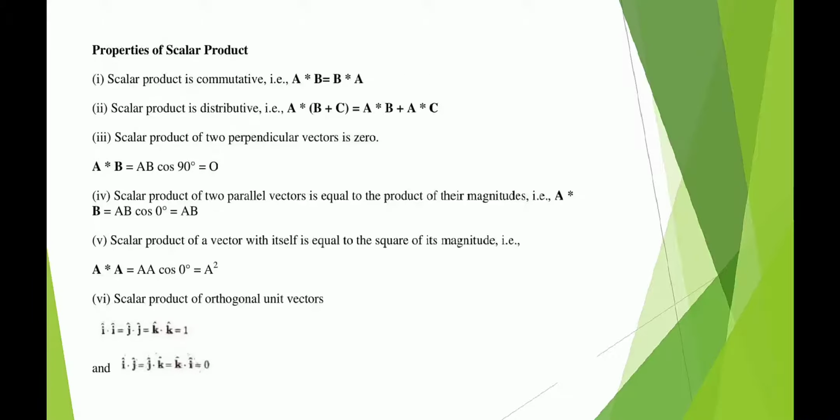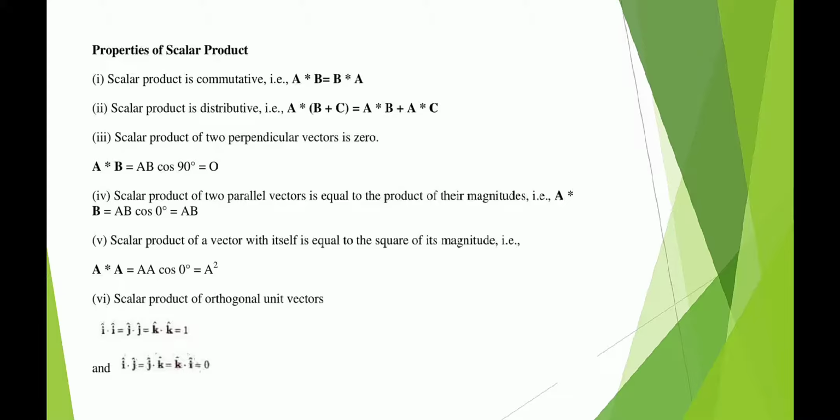Properties of scalar product. First one, scalar product is commutative, that is A dot B is equal to B dot A. Second, scalar product is distributive, that is A dot (B plus C) is equal to A dot B plus A dot C. Third, scalar product of two perpendicular vectors is 0. A dot B is equal to AB cos 90 degree, cos 90 is 0, so it is equal to 0. Fourth one, scalar product of two parallel vectors is equal to the product of their magnitudes, that is A dot B is equal to AB cos 0 degree, and because cos 0 degree is equal to 1, it becomes AB.